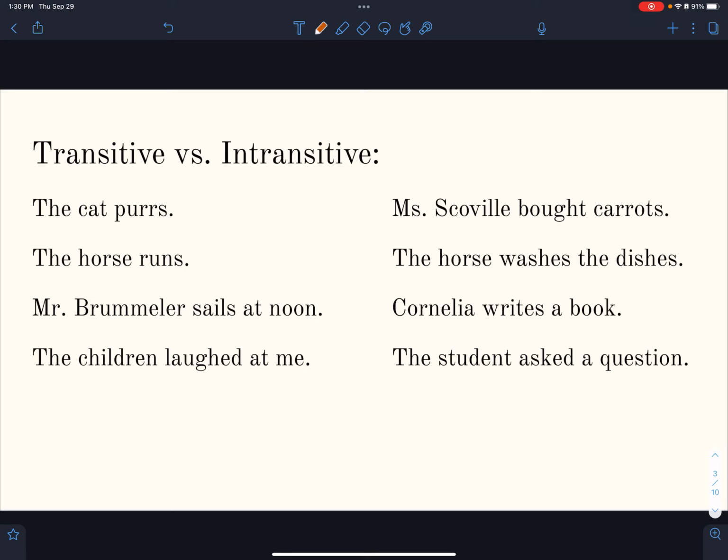What we're gonna do is we're gonna go through and we're gonna kind of mark these up. We're gonna mark them up.